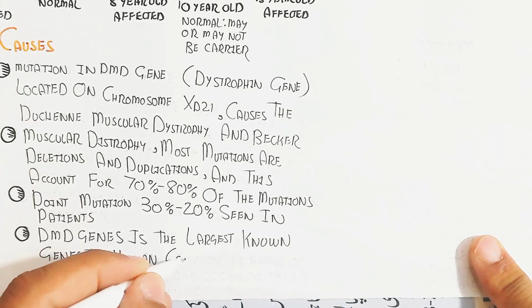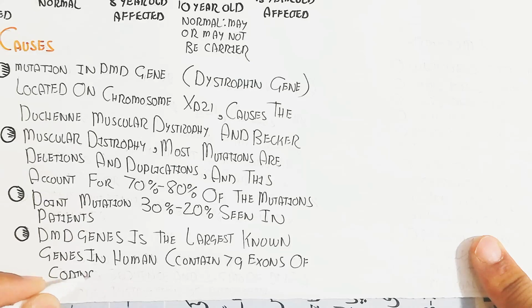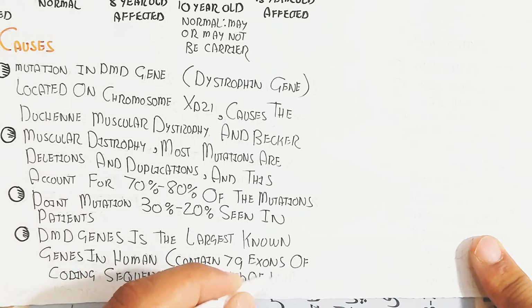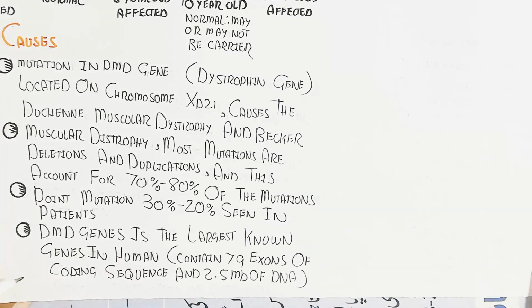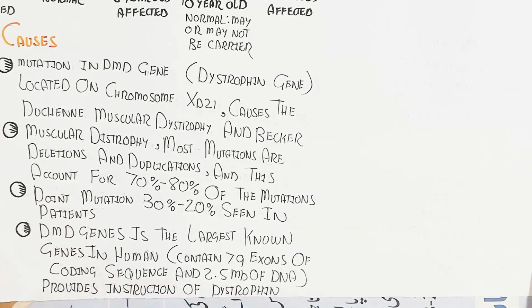Let's understand the mechanism of Duchenne muscular dystrophy and Becker. First of all, I want to revise this process. What is Duchenne muscular dystrophy?